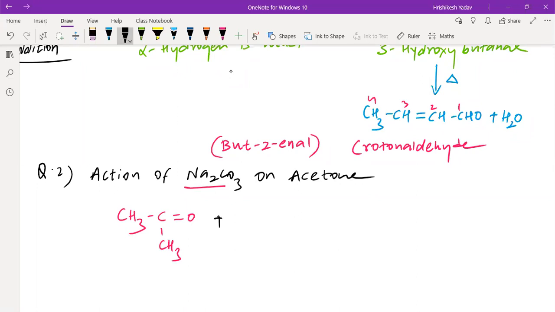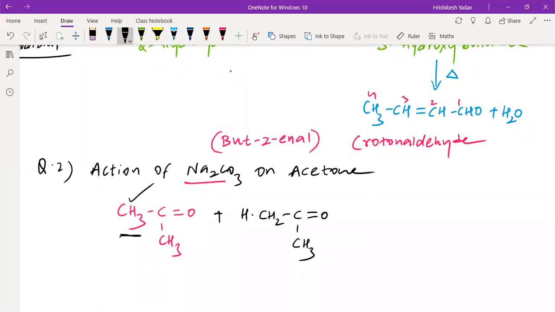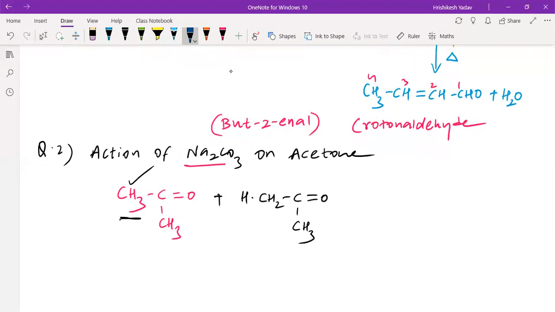The other molecule, we should take care of the alpha hydrogen here. Now remaining here, this will write CH2 and then C double bond O, CH3. So now we have the two molecules. Next, what we should do here is write sodium carbonate.